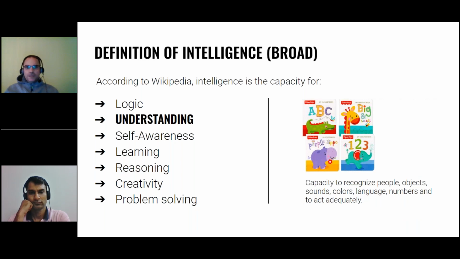Understanding is a capability of intelligence. So that's the capacity to recognize people, objects, sounds, colors, language, numbers, and to act adequately. That seems like an easy task at first glance, but just imagine the following situation. We're seeing a picture here of nice and cute animals in a children's book, but our brain's ability to distinguish between just a cute picture and a real animal, that's a huge challenge if you really look into that closely. And so our ability to act accordingly is very important.